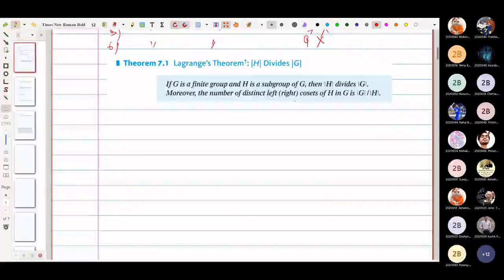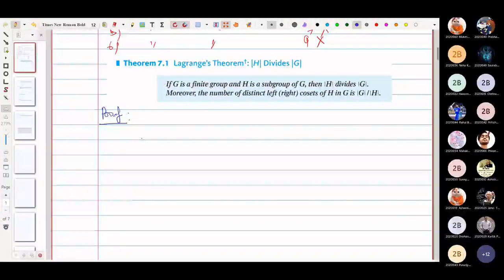Moreover, the number of distinct right or left cosets of H in G is the order of G divided by the order of H. And this is denoted by G colon H, like this. Okay, G colon H, and then you can write two vertical lines, and this is called the index of H in G. Okay, index of H in G. So that I will tell. Okay, let us see how we can prove this. We will be using the properties of cosets to prove this result.